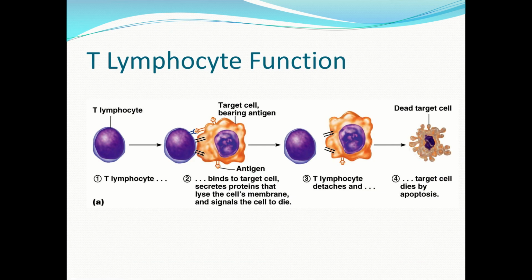This is a summary of T lymphocyte function and how it binds to the target cell and secretes proteins that lyse the cell membranes and signals the cell to die. Then the T lymphocyte will detach and the target cell will die by apoptosis.